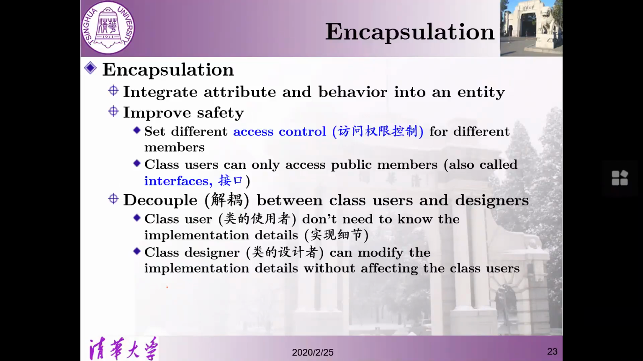For example, if you are the class designer, you may design a class A. Then in class A, you may have some variables, and then you may have some functions like this. For this function, you may make it public, and then class users can use it like this.